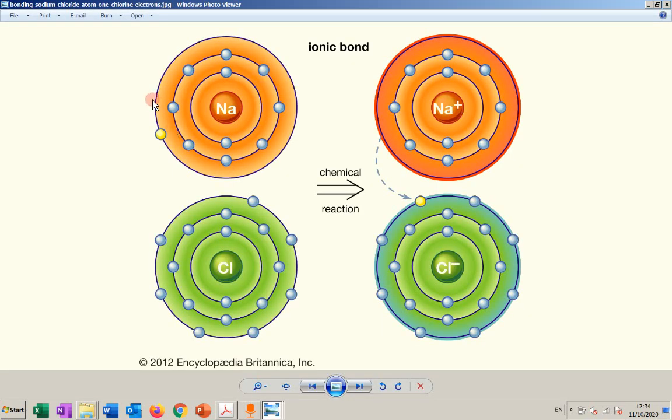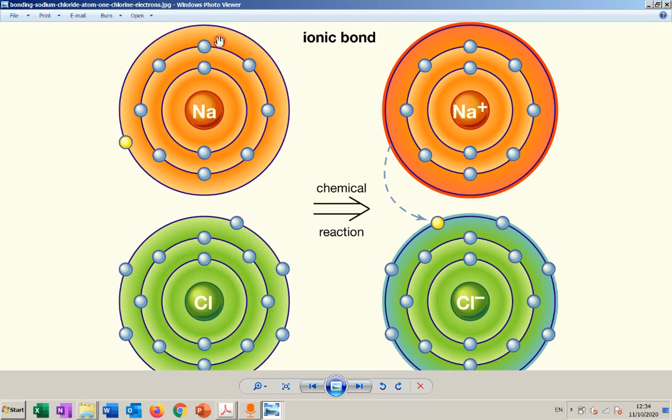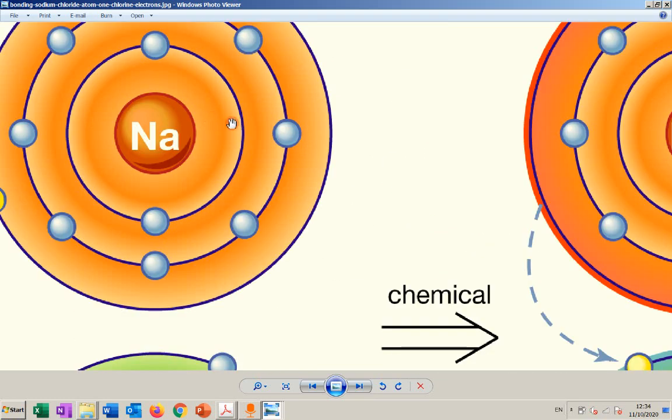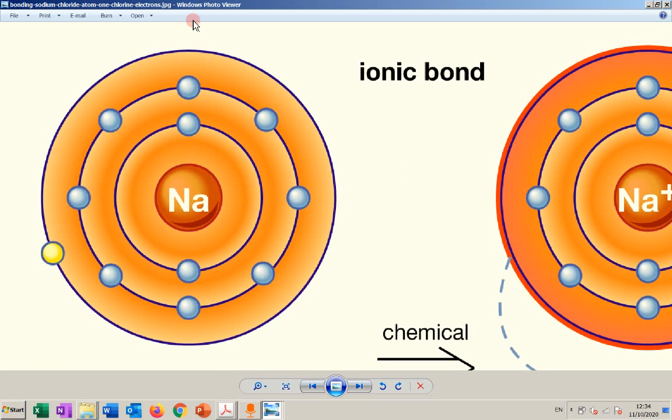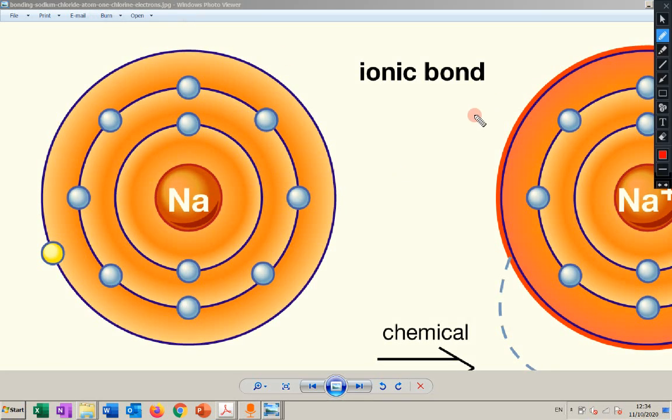Okay, we're gonna talk about this one, but let's talk about the valence electron. Imagine this is Na, and this is the way that we have the electron configuration. Now the outermost shell is this one. The outermost shell is the last shell that we have, and the number of electrons inside that shell we call the valence electrons. For example, Na has one valence electron.